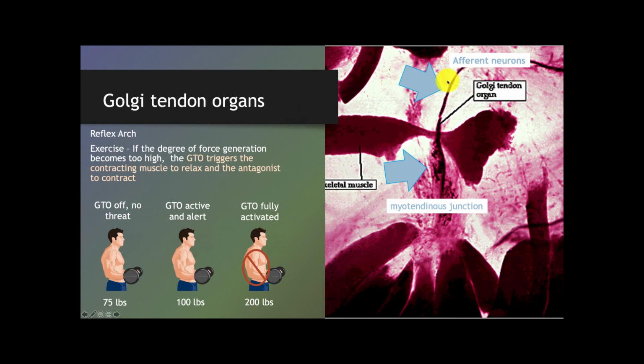So here is an actual picture of the Golgi tendon. We can see here it's in this tendinous tissue where the tissue meets with the muscle. And here you can see that afferent neuron is leaving to communicate with the central nervous system and the brain. So when we are exercising, if a degree of force is too high, then the Golgi tendon triggers the contractile muscle to relax and the antagonist muscle to contract.